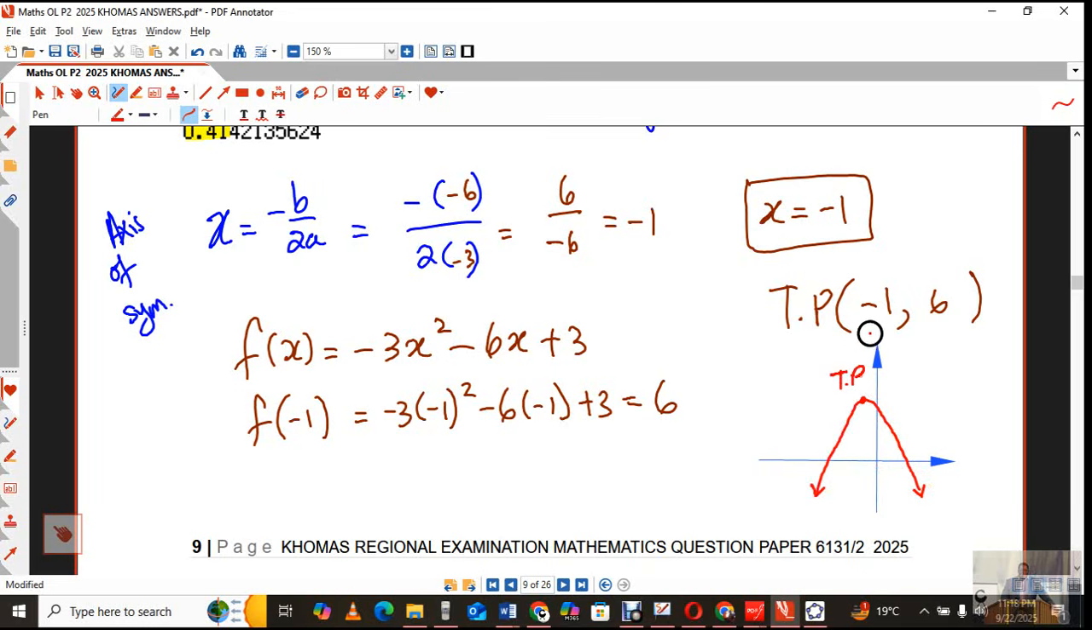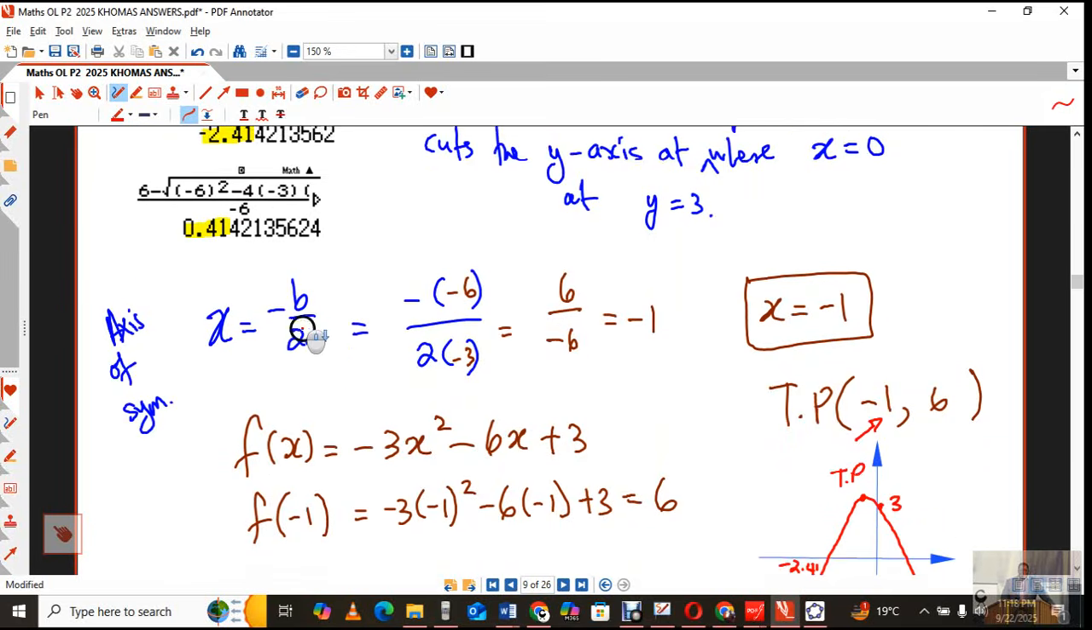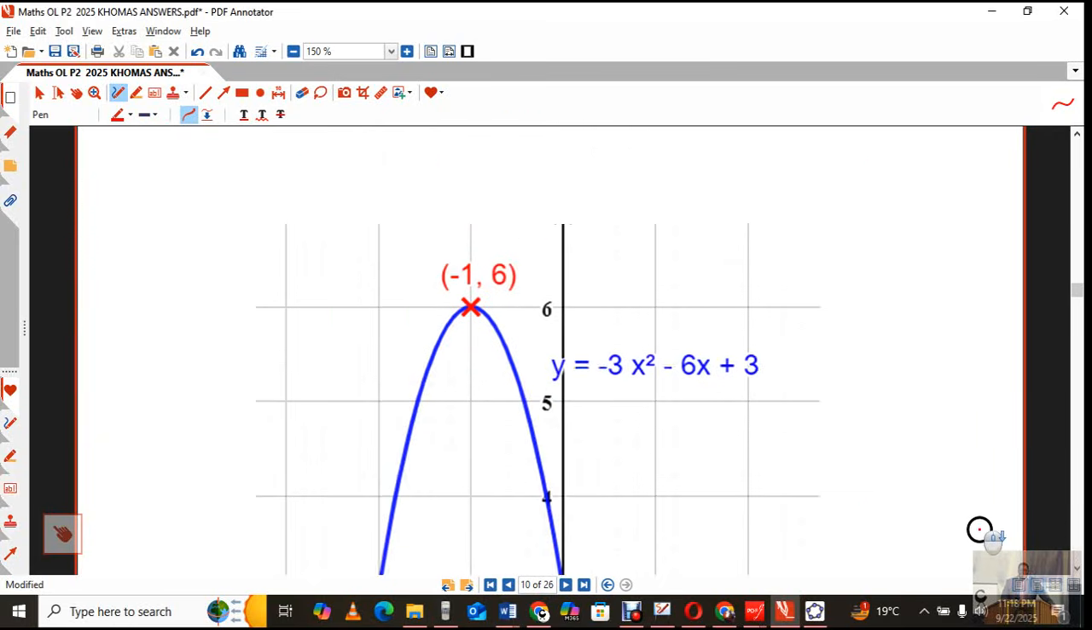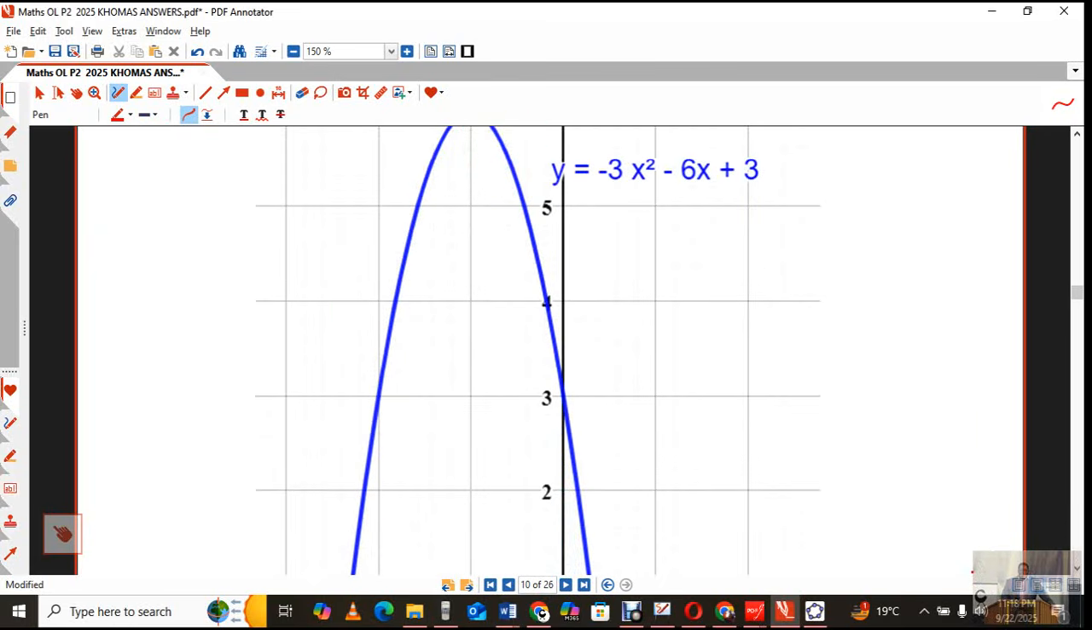This will be my TP, which is this point here, -1, 6. And this point here is the point 3, because it cuts there. This will be -2.41, and the other one is 0.41, so this one over here will be 0.414, and so on. I know my turning point, I can write my turning point, and I know where it will cut the x-axis. So that's how my graph will be. But don't despair, I have done it over here. Can you see this? Let me just make this smaller.